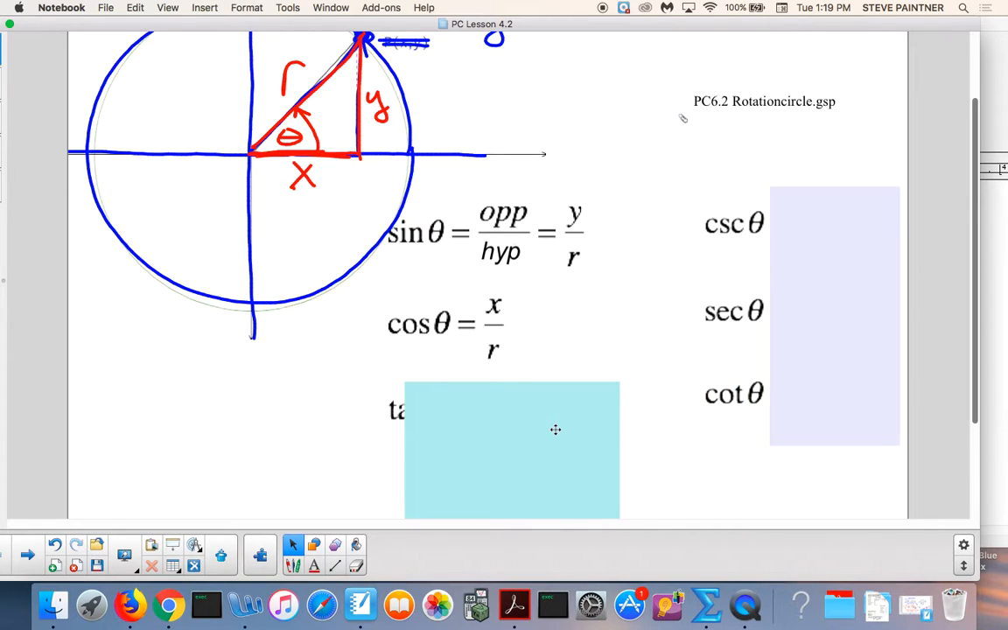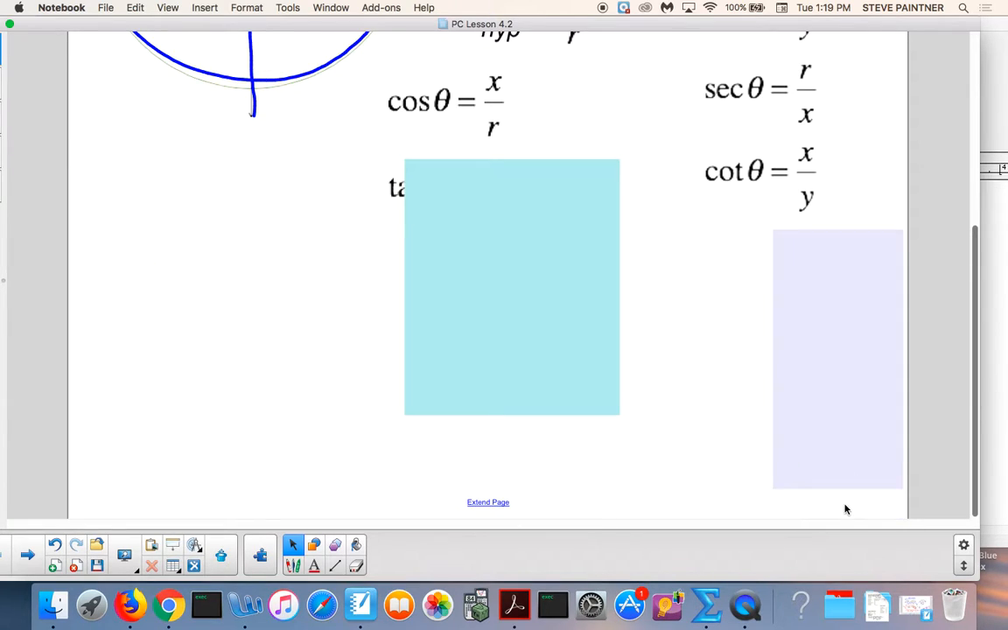Cosecant, secant, cotangent, fill it in. What do you think it is? Shouldn't be very difficult. Why shouldn't it be very difficult? You guys are saying because it's just opposite. It's not opposite, it's reciprocal. So this one's what? R over Y. Reciprocal to sine is cosecant. Reciprocal to cosine is secant. What's this? R over X. Cotangent, X over Y.